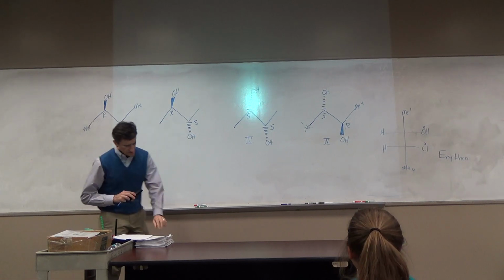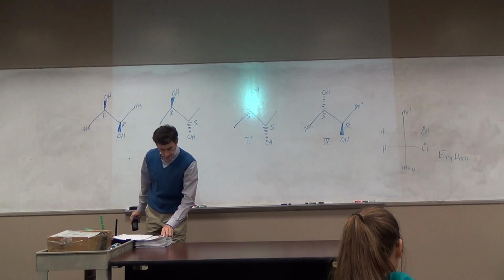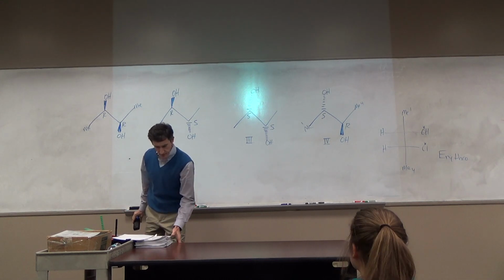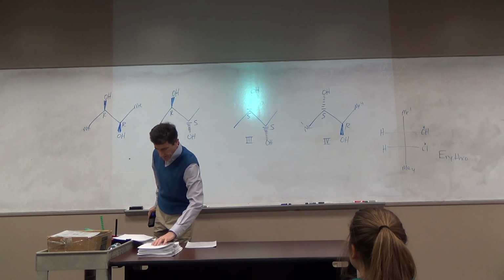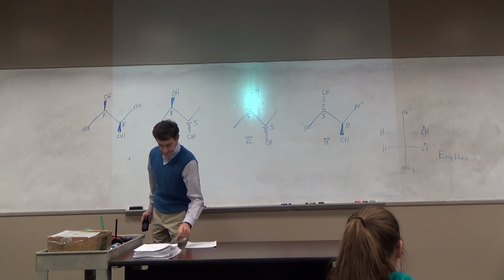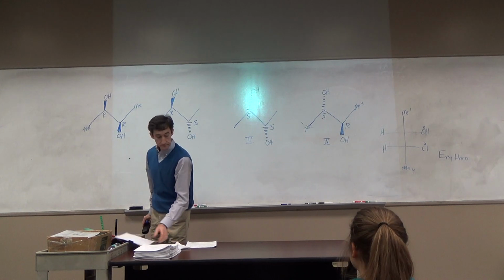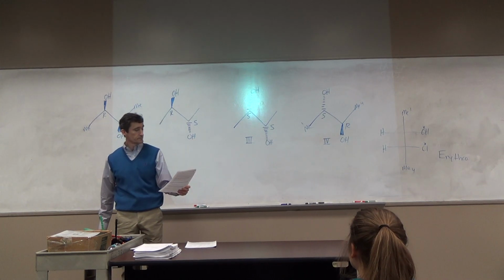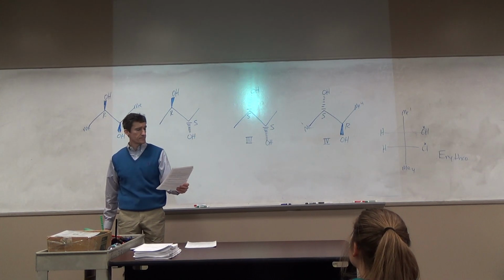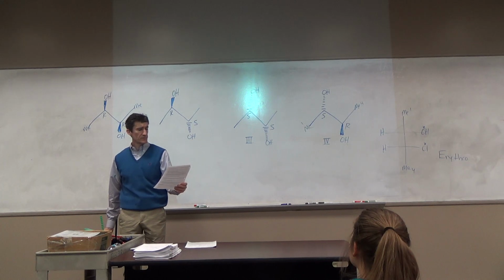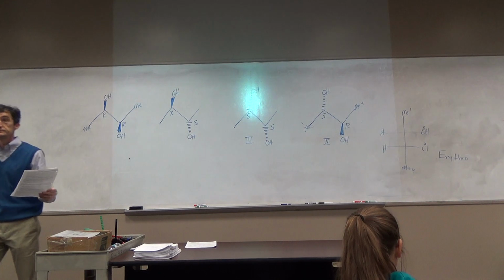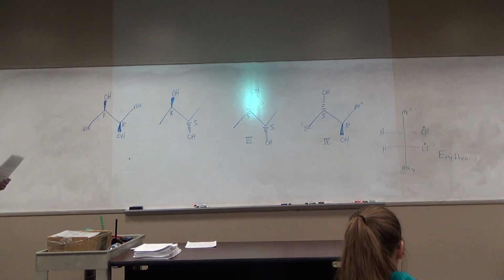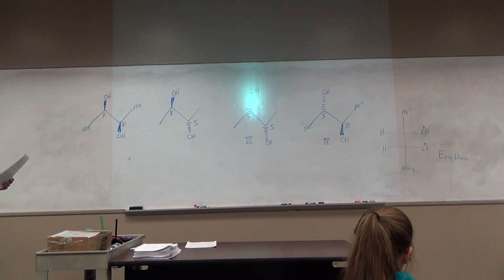Okay, let's look at the compound generically. Generically, how many stereoisomers are possible with that compound? How many chiral carbons are in the compound? It's 2 chiral carbons. So how many stereoisomers possible? 4. 2 to the 2 is 4.